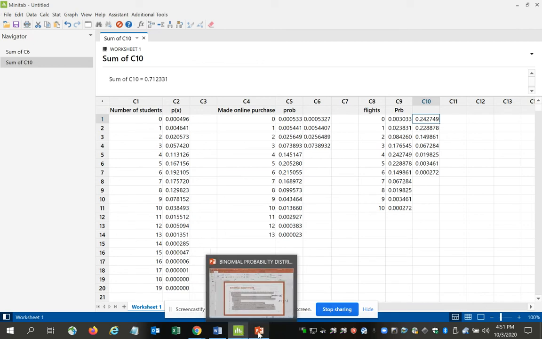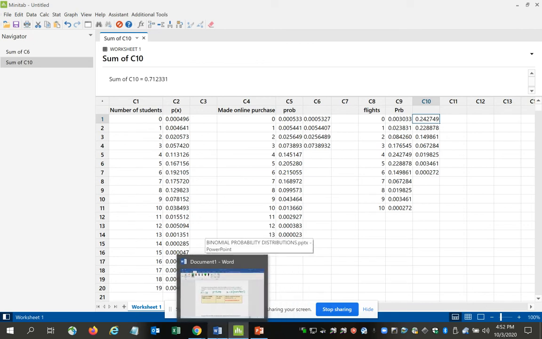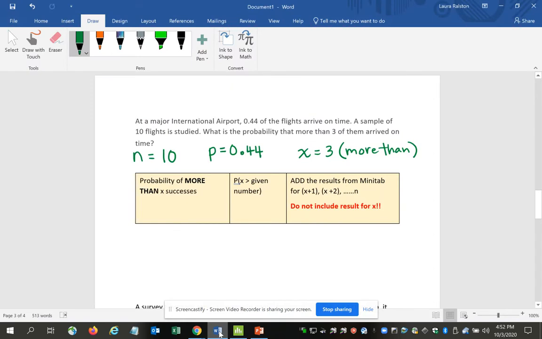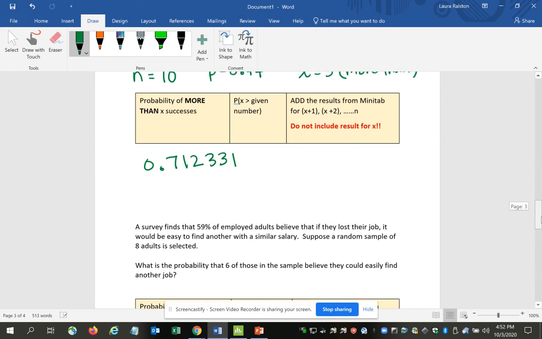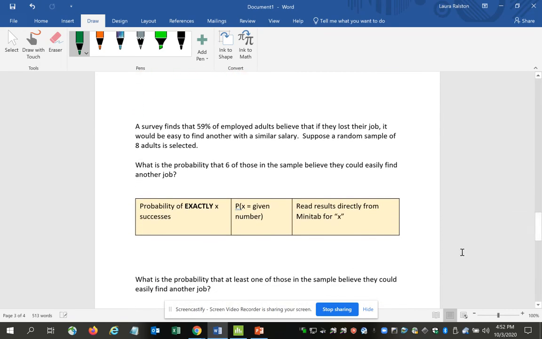Okay, so I'm going to write my answer down, 0.712331. So my answer is 0.712331. All right.